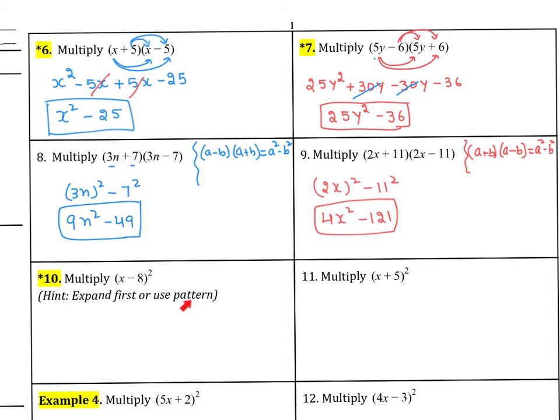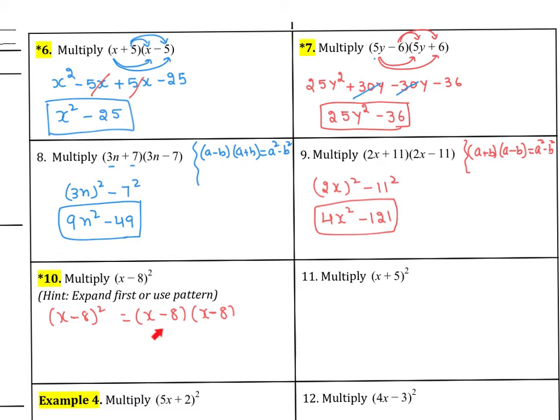For question number 10, it's saying that you're going to multiply x minus 8 squared. Use the pattern or expand first. Expand first or use the pattern. If you want to expand, you can write this binomial square as x minus 8 times x minus 8.